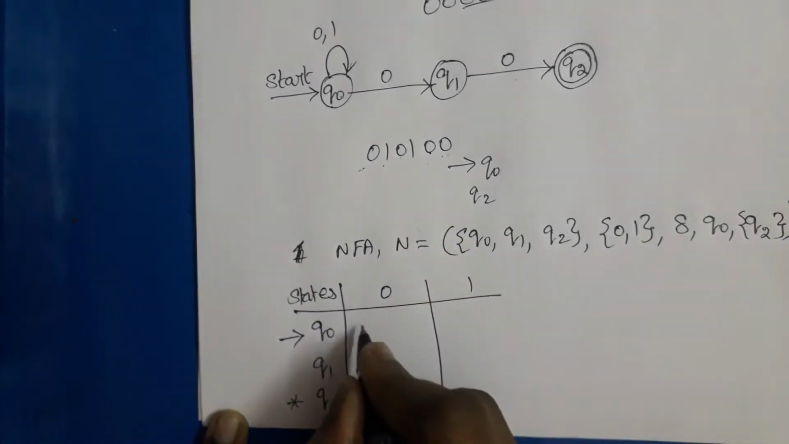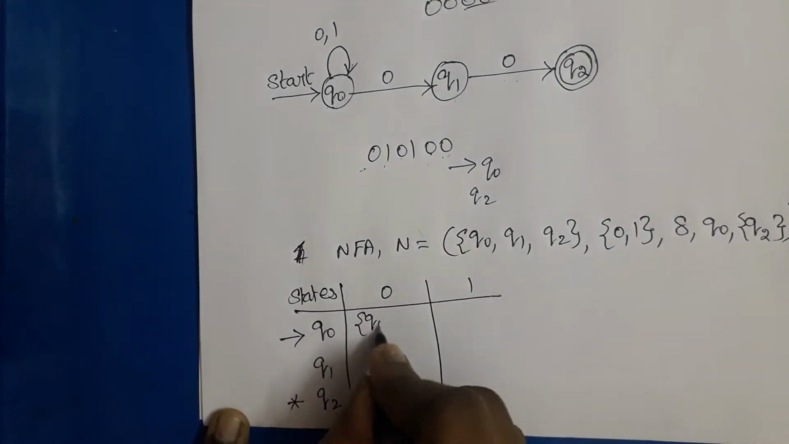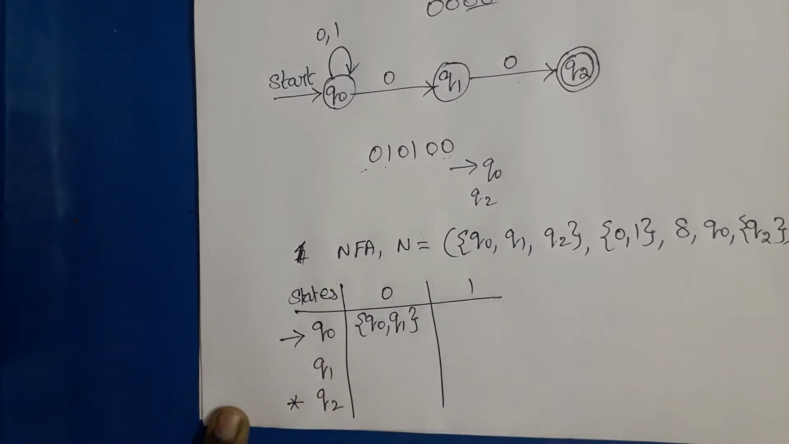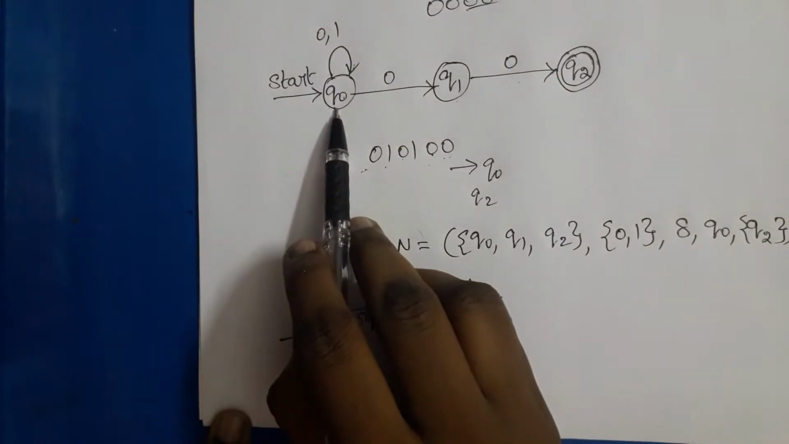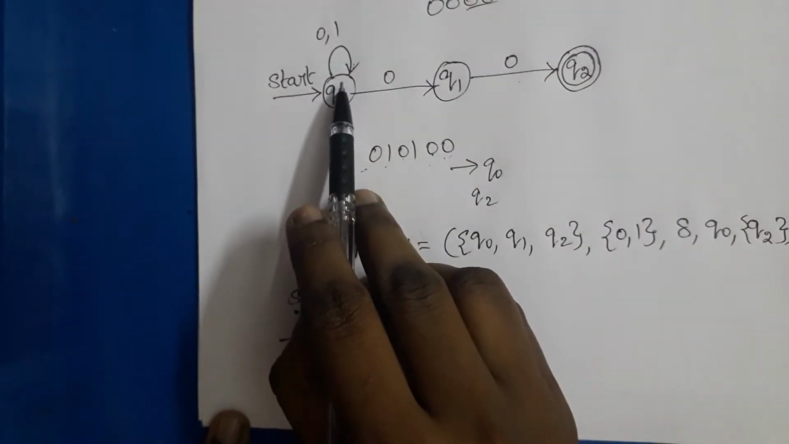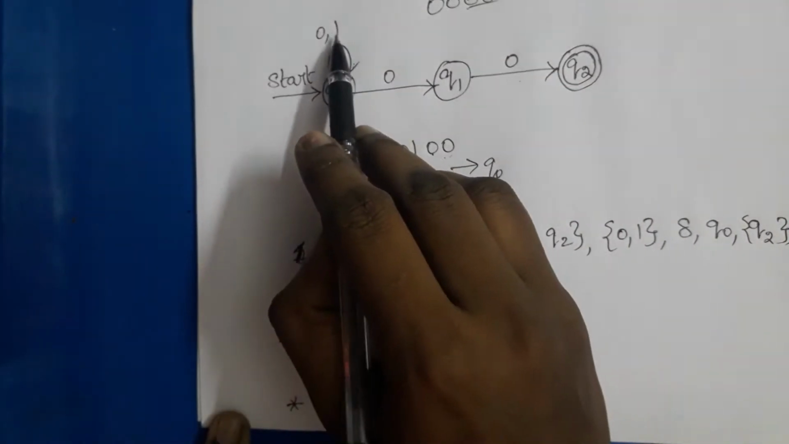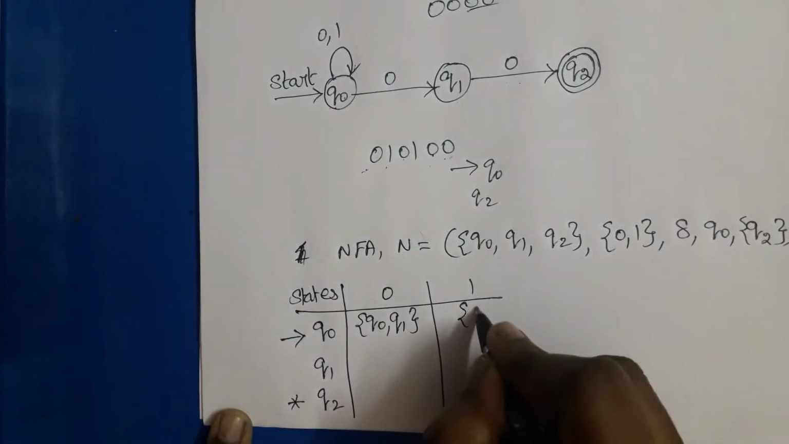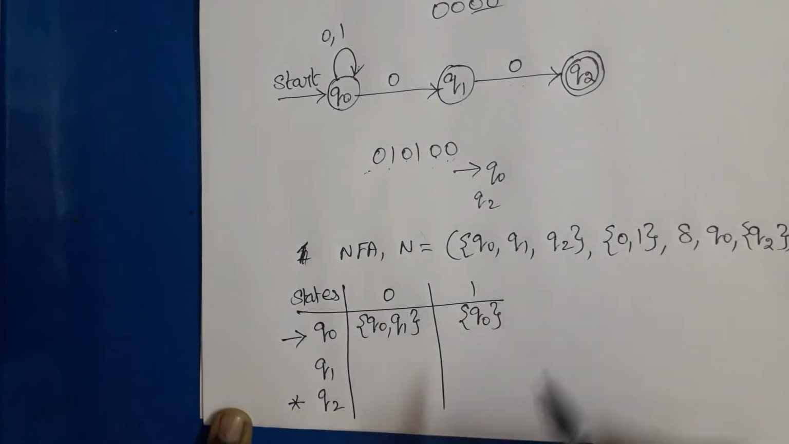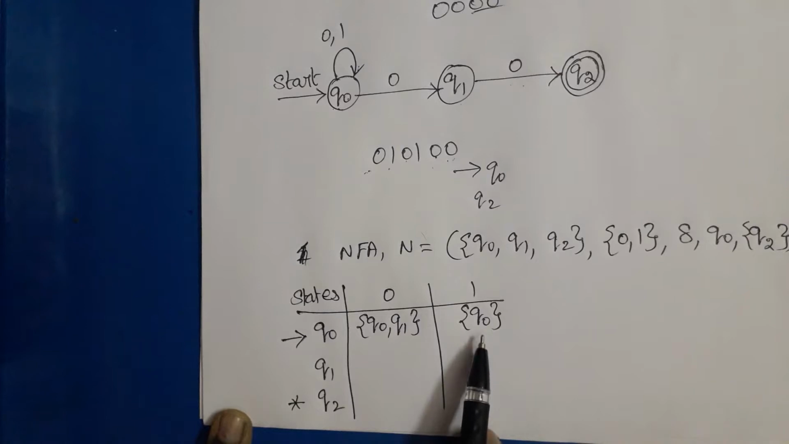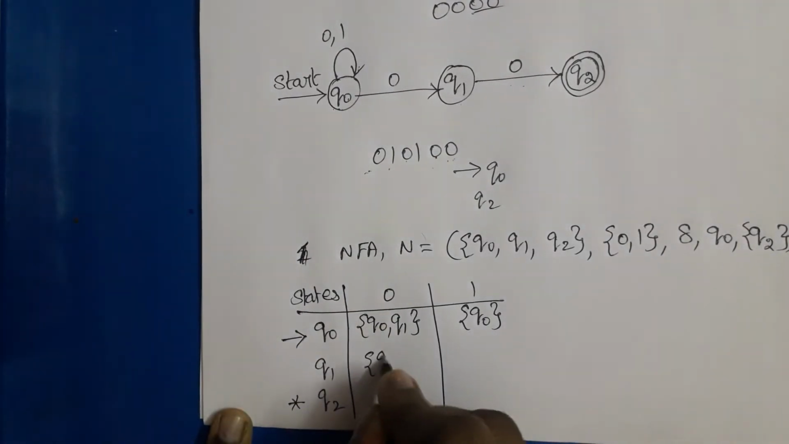There are two next states, so it should be represented within set braces. Then Q0 comma 1. From state Q0, only one transition is there for the input symbol 1, so the next state is Q0. Even though it is a single next state, it should be represented by set braces. Then Q1 comma 0, it goes to Q2.